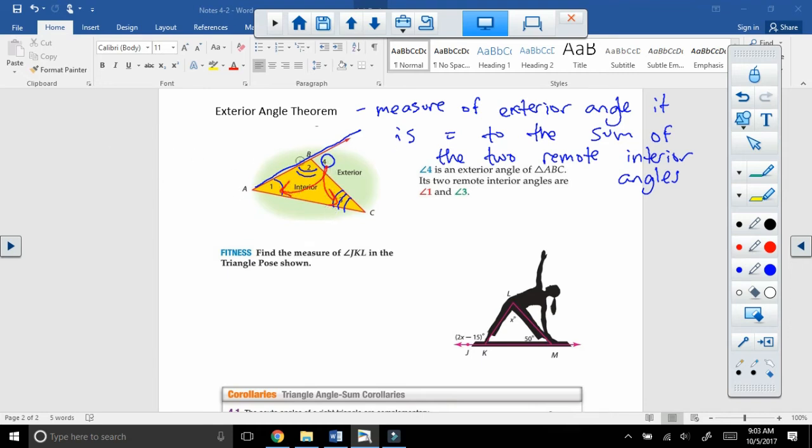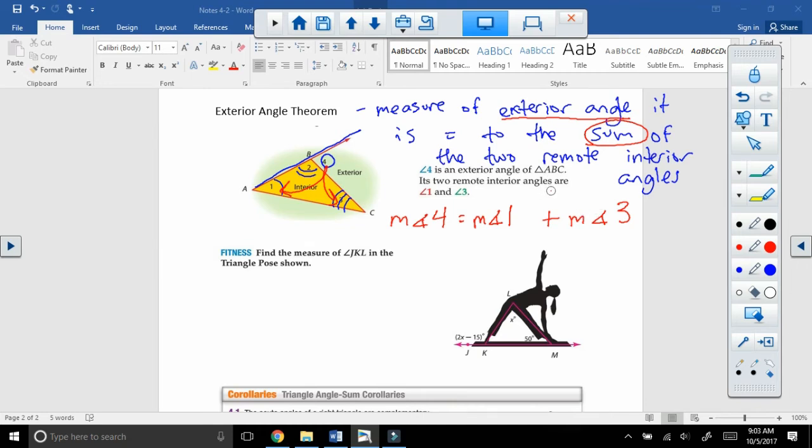So the exterior angle theorem says in this case that the measure of angle 4, the measure of the exterior angle, is equal to the sum, meaning I'm adding together, the two remote interior angles. So that would be angle 1 plus the measure of angle 3. And you won't always need to know this theorem.